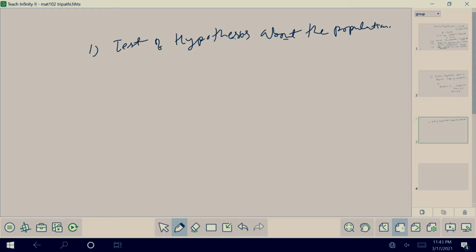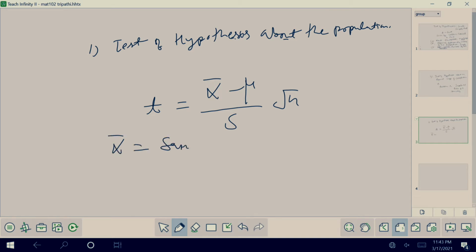And one more thing, you can apply the t-test to a sample of 30 or less than 30. Sample size should be 30 or less than 30, and for this test of hypothesis about population mean, the formula of t is equal to x bar minus mu divided by S into under root n. Now, what is x bar? X bar means sample mean.